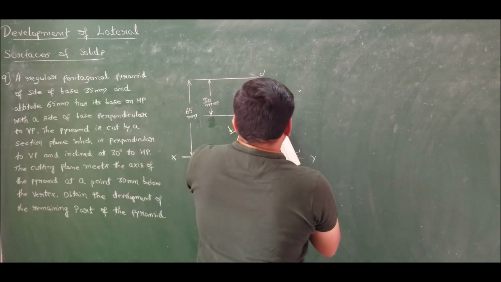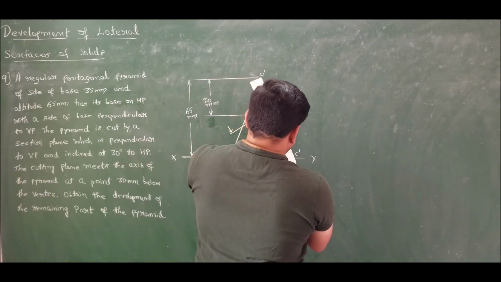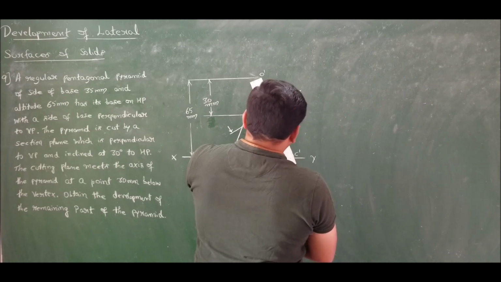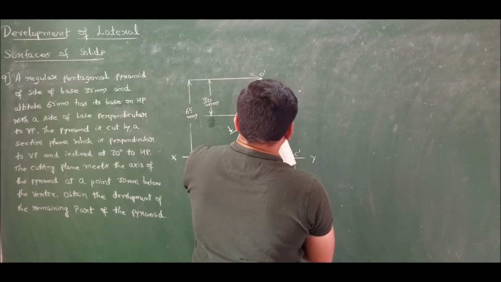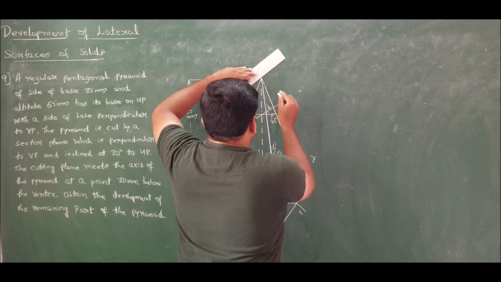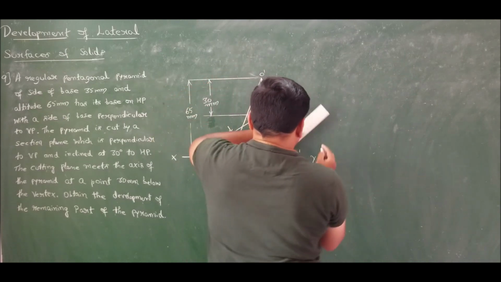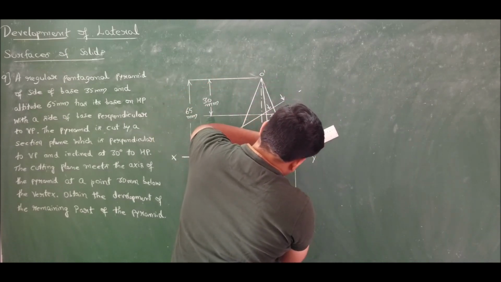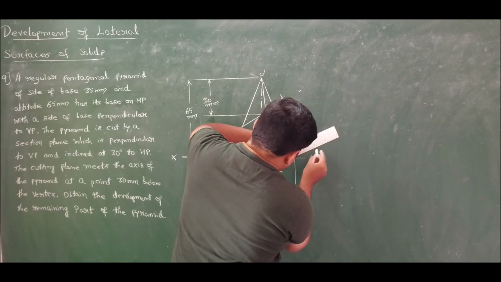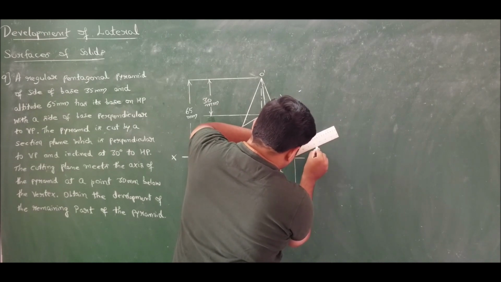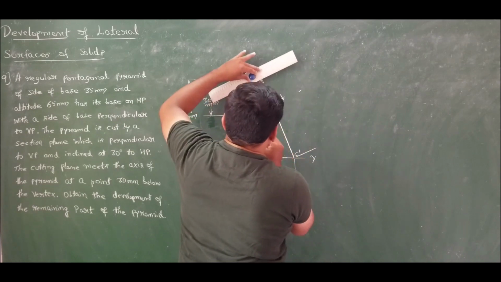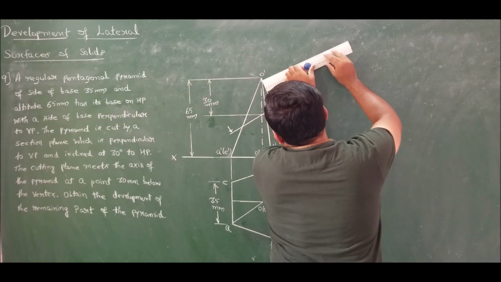Measure O dash to C dash. O dash to C dash is measuring 71 millimeters for me. So this dimension is measuring 71 mm. I'll take this as a reference, using which I can complete the development.